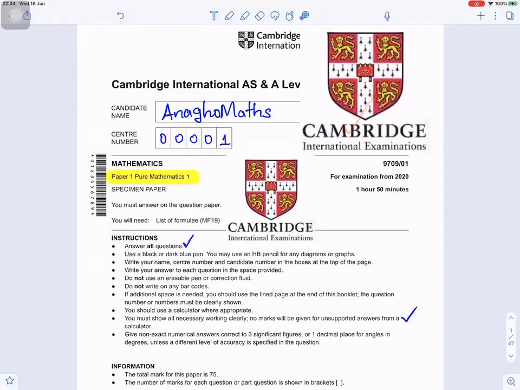Cambridge International Examinations. Mathematics. Paper 1, Pure Mathematics 1. Answer all questions. You must show all necessary working. No marks will be given for unsupported answers from a calculator. The total mark for this paper is 75.